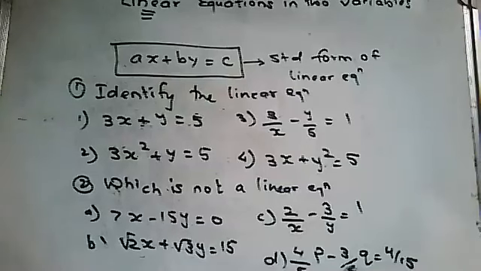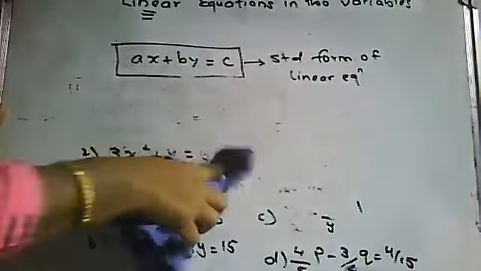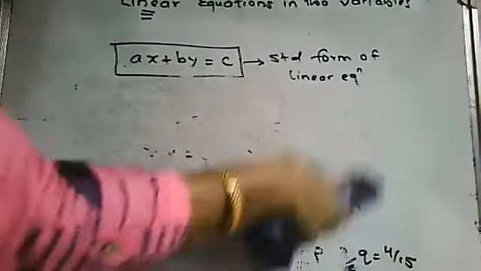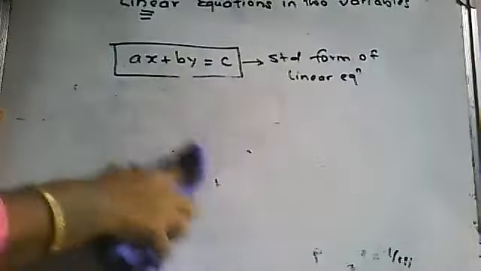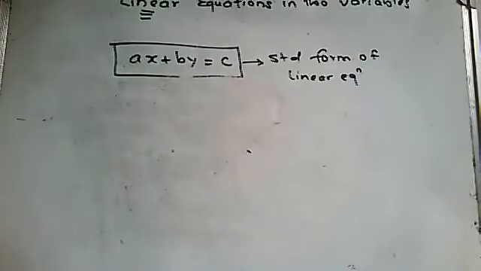Now we will move to the next. If you plot them, you will get one line. That's why it is known as a linear equation. I'm just keeping this as it is. You may note down the standard form just for your reference. General form or standard form.